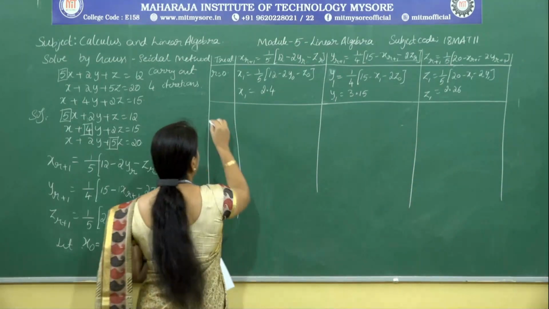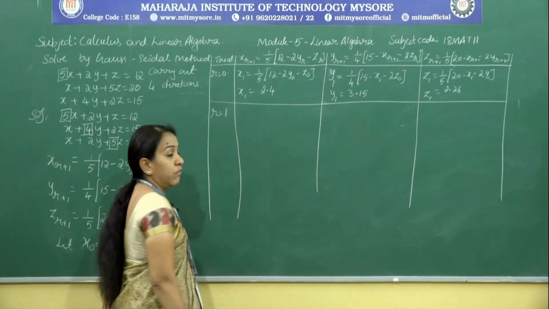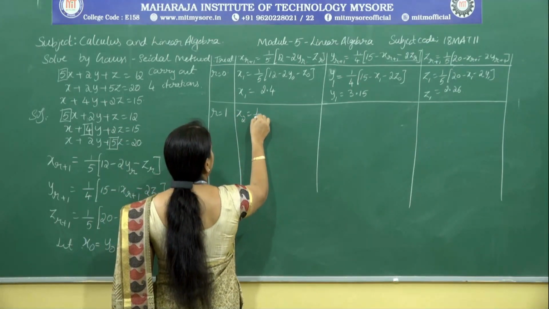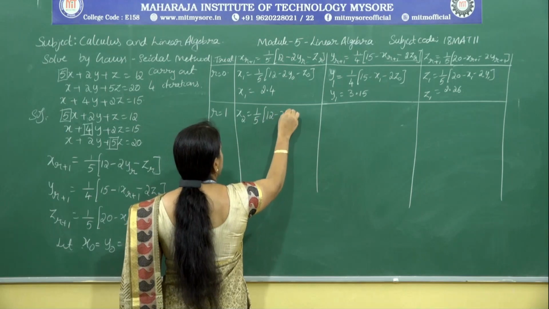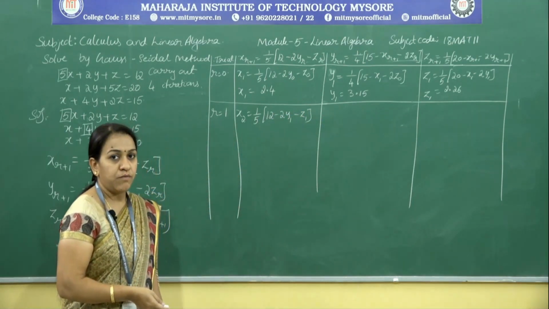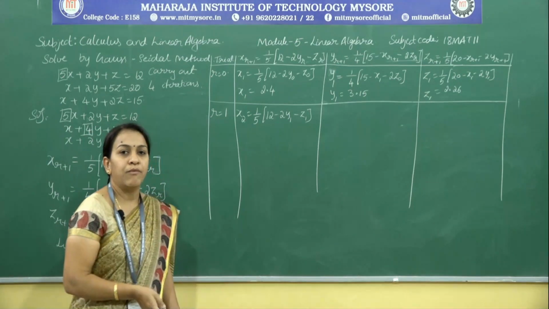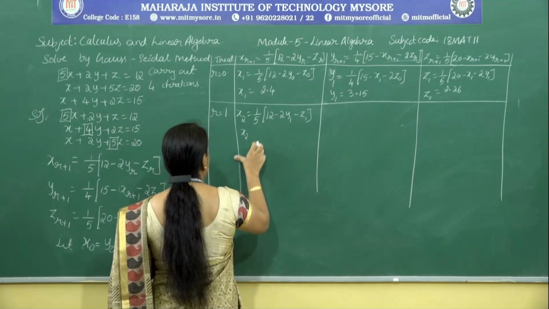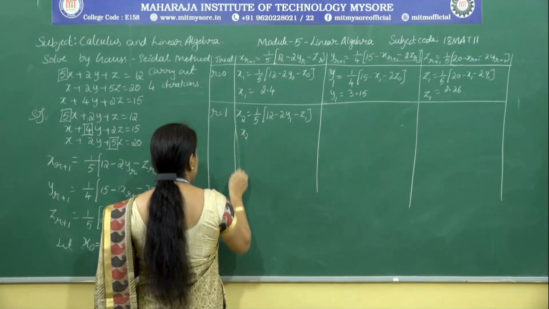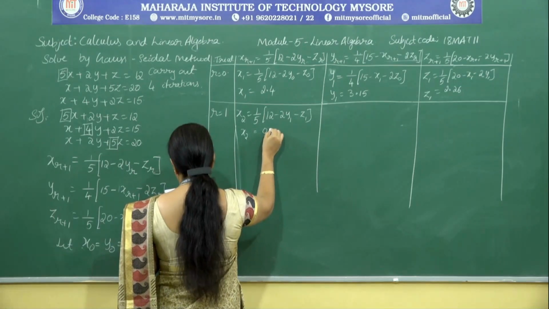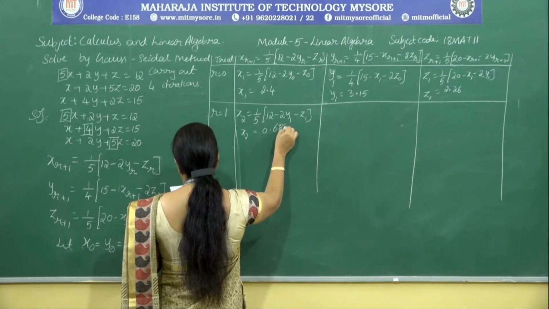Similarly, if I put r equal to 1, we will get a second trial, that is x2 is 1 by 5 into 12 minus 2 times of y1 minus z1. We know what is y1 and z1. If we substitute and simplify using a calculator, we will get x2 as 0.688.